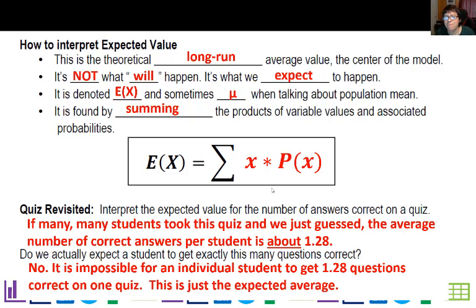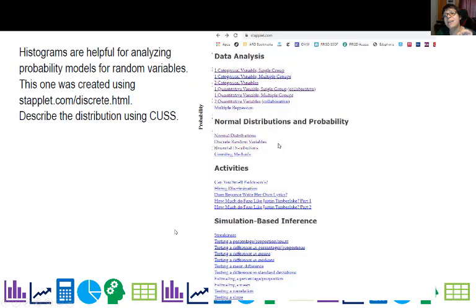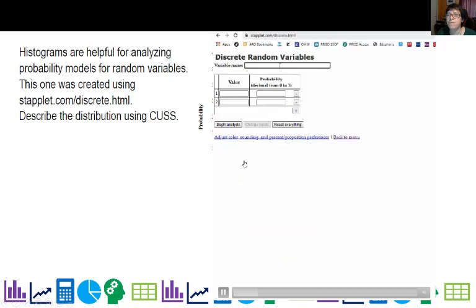All right, now I'm going to give you a great tool. Statplet has a discrete variable function, and we can use it to create histograms, and it will also calculate your mean and your standard deviation. So let me go ahead and show you. Basically, we go to this Statplet.com. I showed you where to find it from the main page, but if you just put "discrete," it'll take you straight here. Put in the variable name and the values.